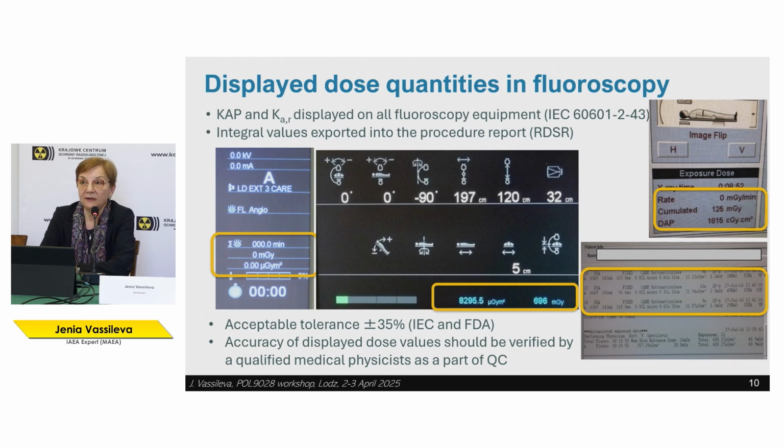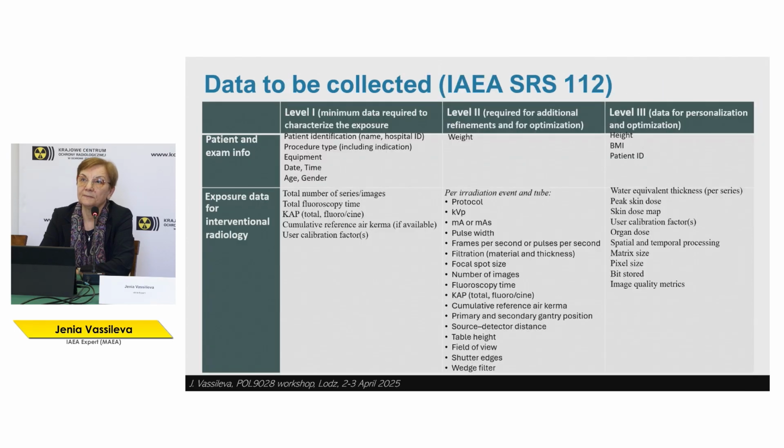So they should be verified by medical physicists during the acceptance and quality control, and the acceptable maximum tolerance is plus minus 35%, although we recently performed a study in which we collected information. In some places, 20–25% is required as a tolerance locally. But what IEC recommends is a maximum of 35%. If there is a higher difference, it should be either corrected by the engineers, or if possible, correction factors should be applied afterward.